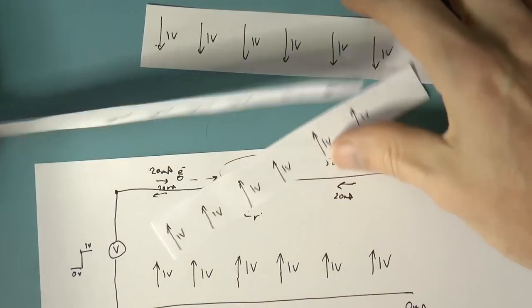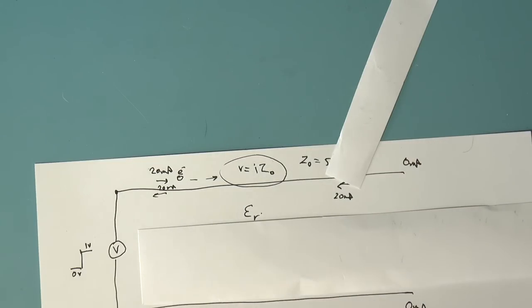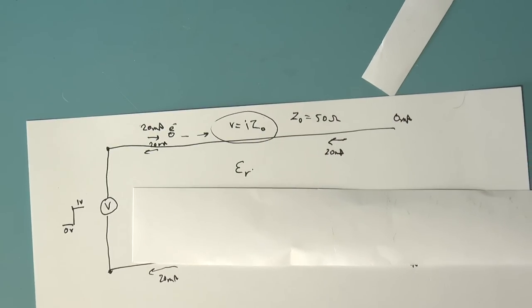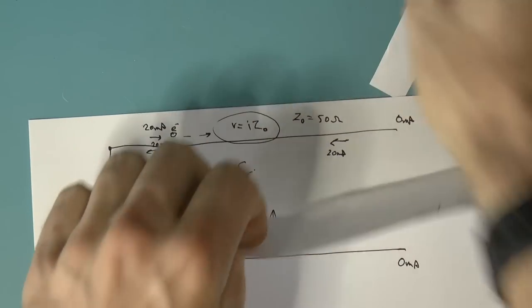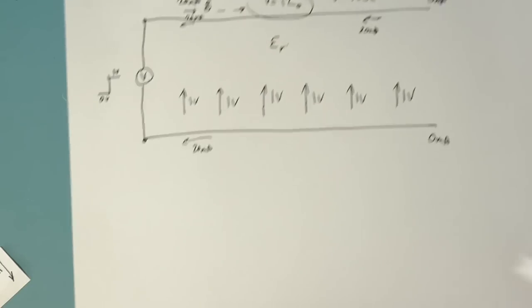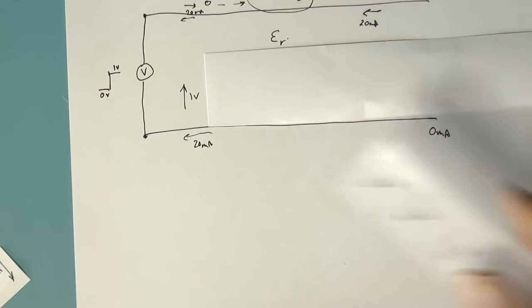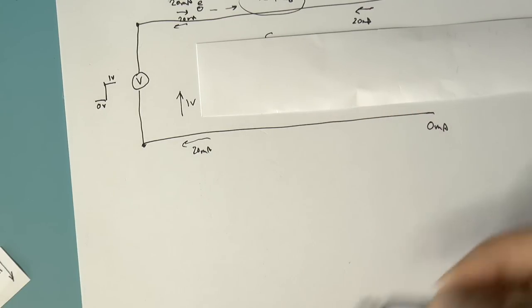Well, we're back to the original situation where we have this, and we get this 1 volt wave having to travel down the transmission line. Okay, so let's graph that. Let me get all my little pieces of paper here. So let's graph what happens at the end of the transmission line over here.